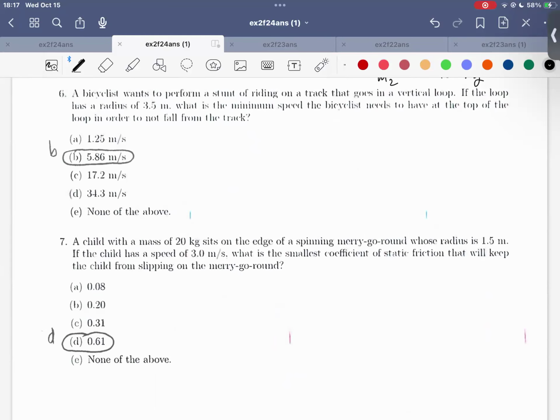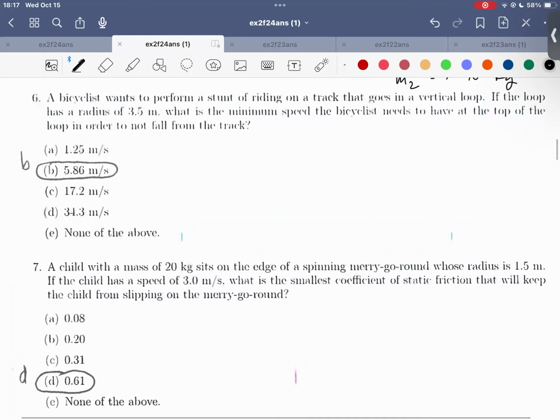Moving on to 6, we're given the bicyclist wants to perform a stunt of riding on a track that goes in a vertical loop. If the loop has a radius of 3.5 meters, what is the minimum speed the bicyclist needs to have at the top of the loop in order to not fall from the track? So let's just draw a picture first. So he goes through this loop here. The loop has radius r is equal to 3.5 meters.